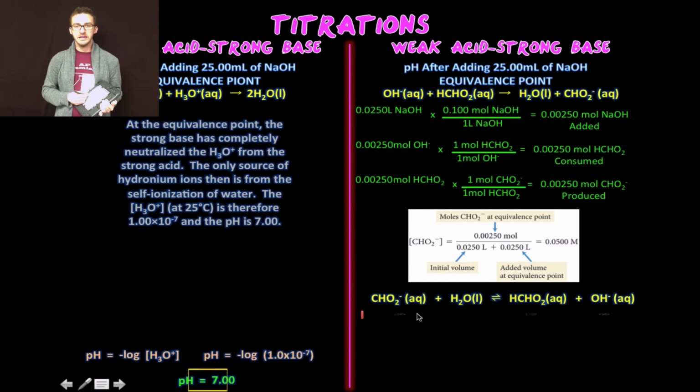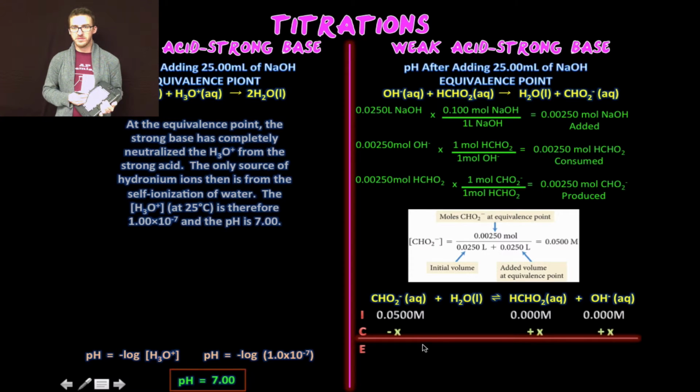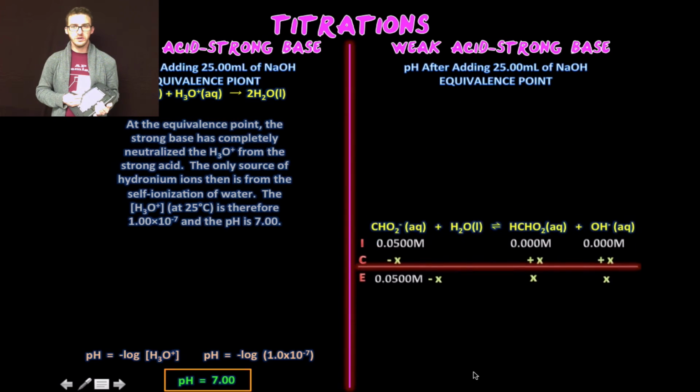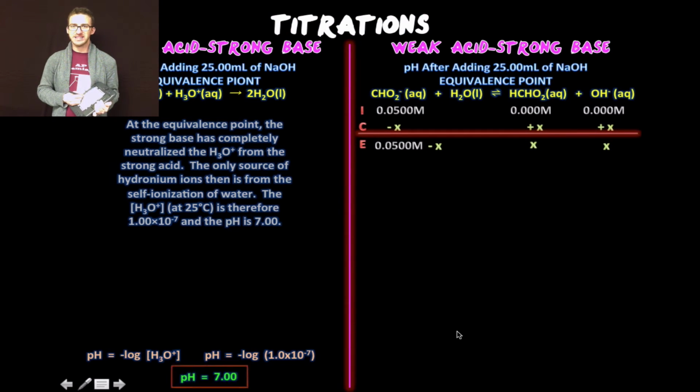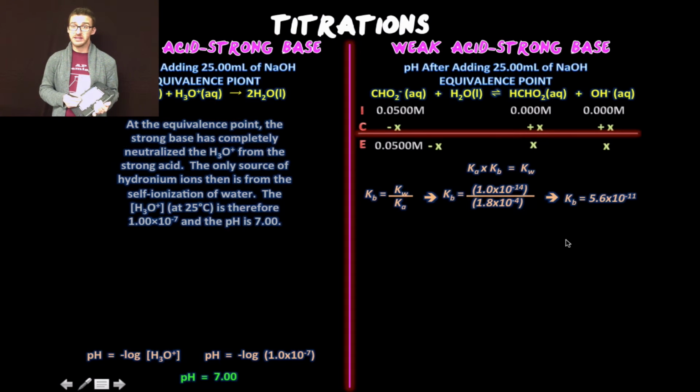ICE table. Initial concentration 0.0500 molar. Our change is going to be done stoichiometrically. At equilibrium then, our concentrations are going to be 0.0500 molar minus X, X, and X. All right, let's scoot this up a little bit. We're going to use the Kw expression that relates Ka and Kb to determine what the value of Kb is, because our formate ion is acting as a weak base. So we need the value of Kb.